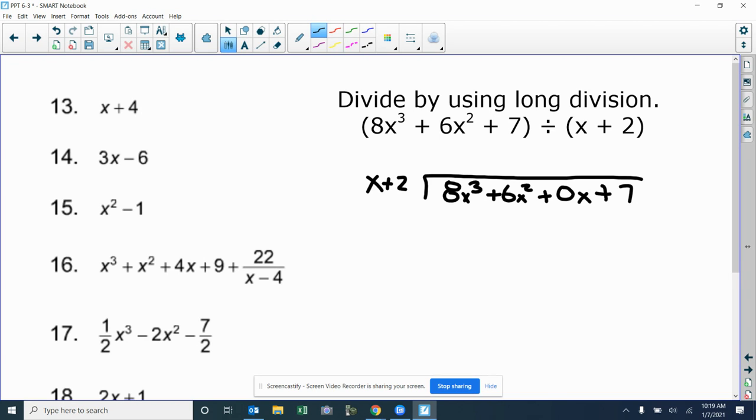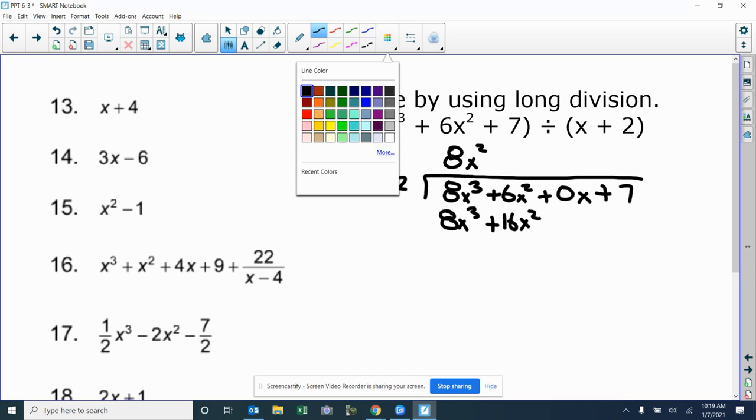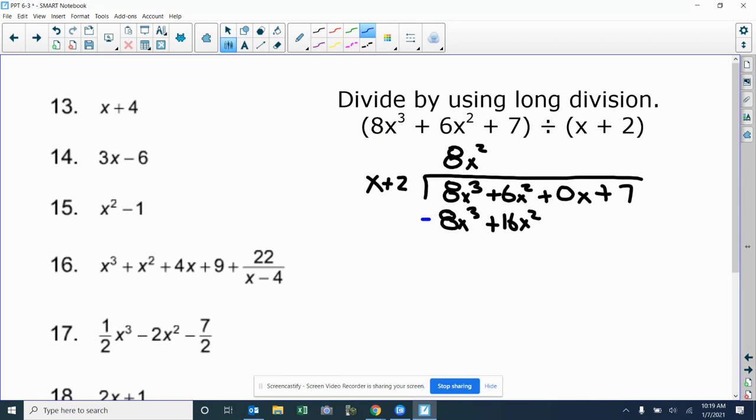We're going to go with 8x squared, because 8x squared times x will give us 8x cubed, and that's going to give us plus 16x squared. Remember, change those signs. So now we're looking at a 0 here, and that's what we want. Here we are going to get negative 10x squared. Bring down the rest of this.